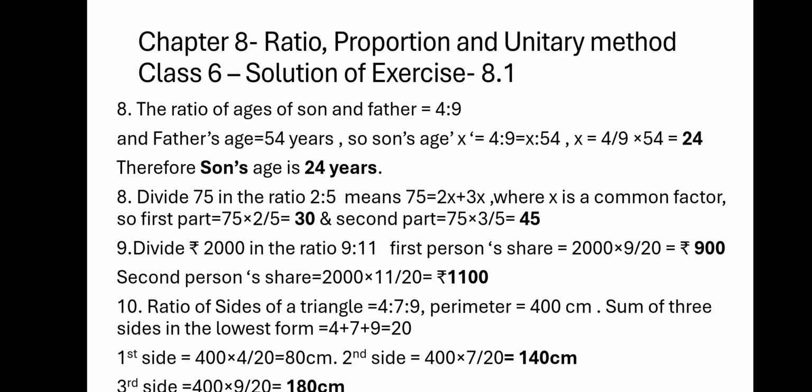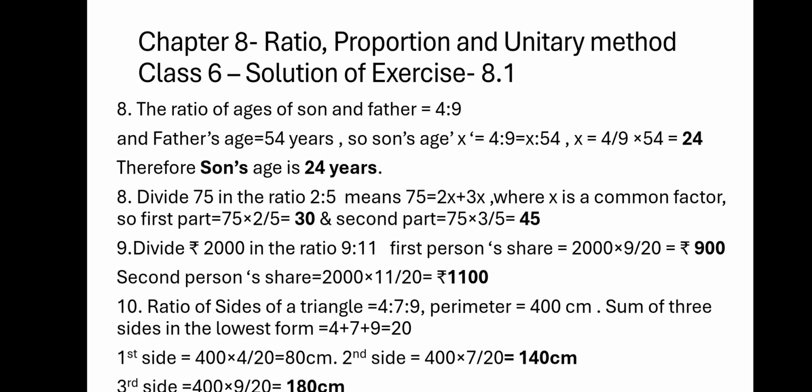Question: the ratio of ages of son and father is 4 is to 9. And father's age is 54 years. So son's age is x, 4 is to 9 equal to x is to 54. X is equal to 4 upon 9 into 54. So 24 years is son's age. Now, that was, I think, 7th question. So now it is 8th question.